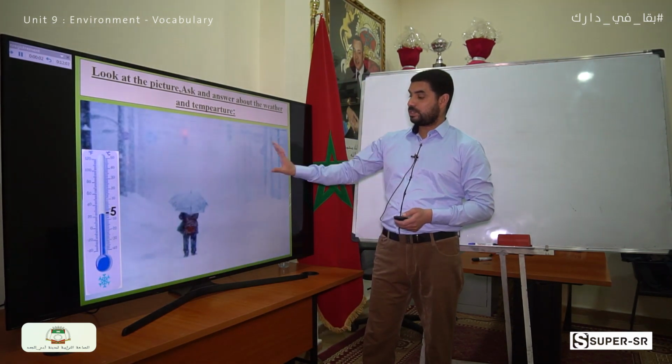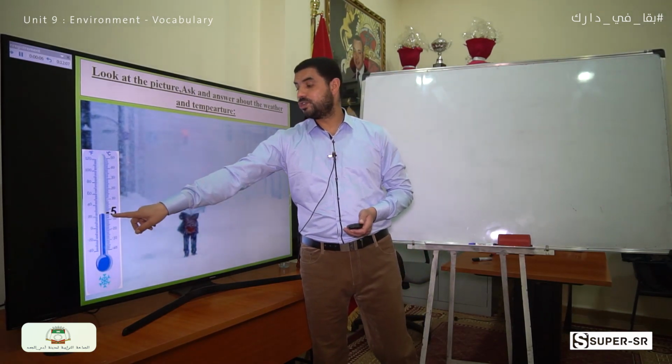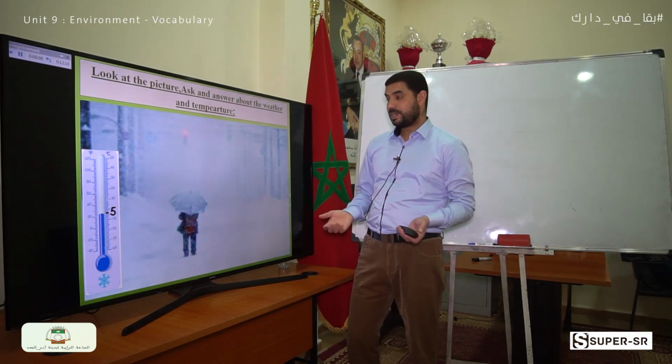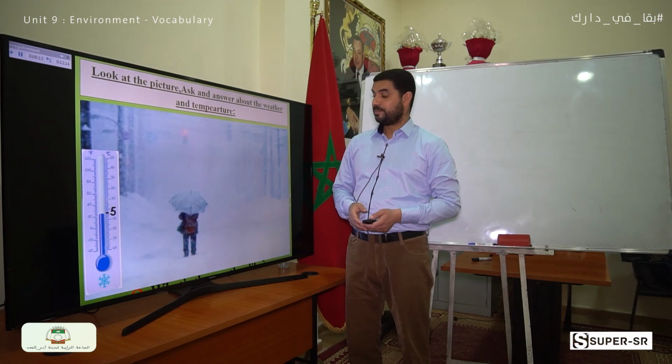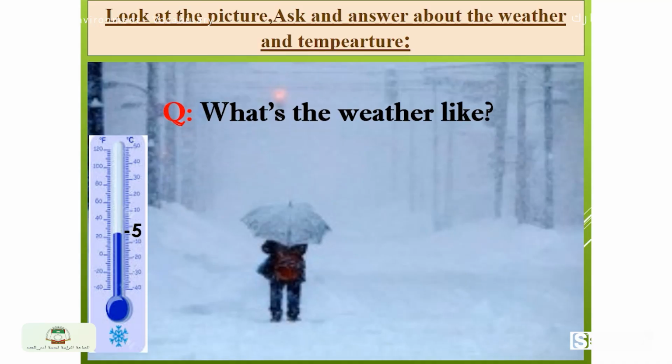So look at the picture and look at the thermometer. It shows 5 degrees Celsius below zero. So what is the question to ask about the weather? What's the weather like? Answer: it's snowy.